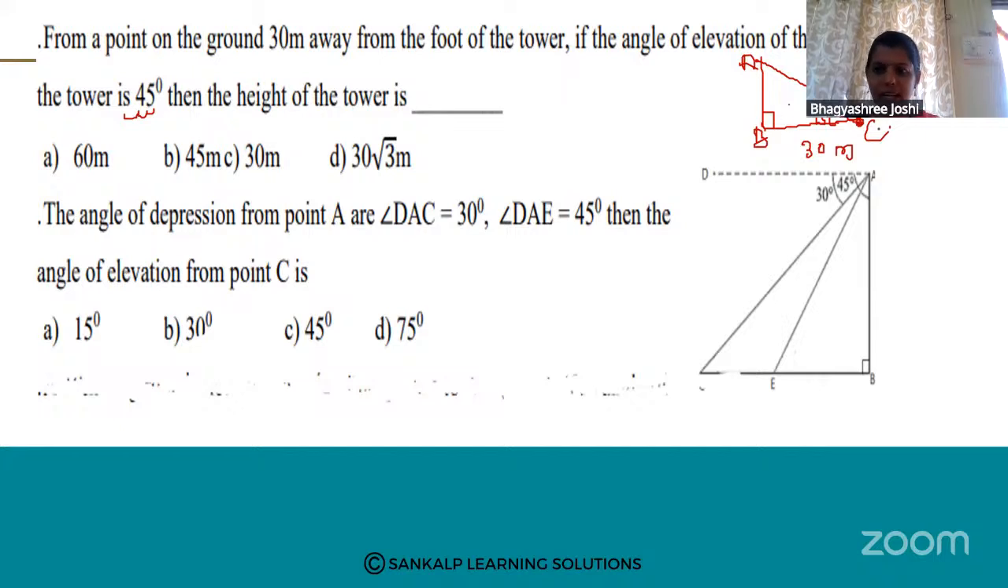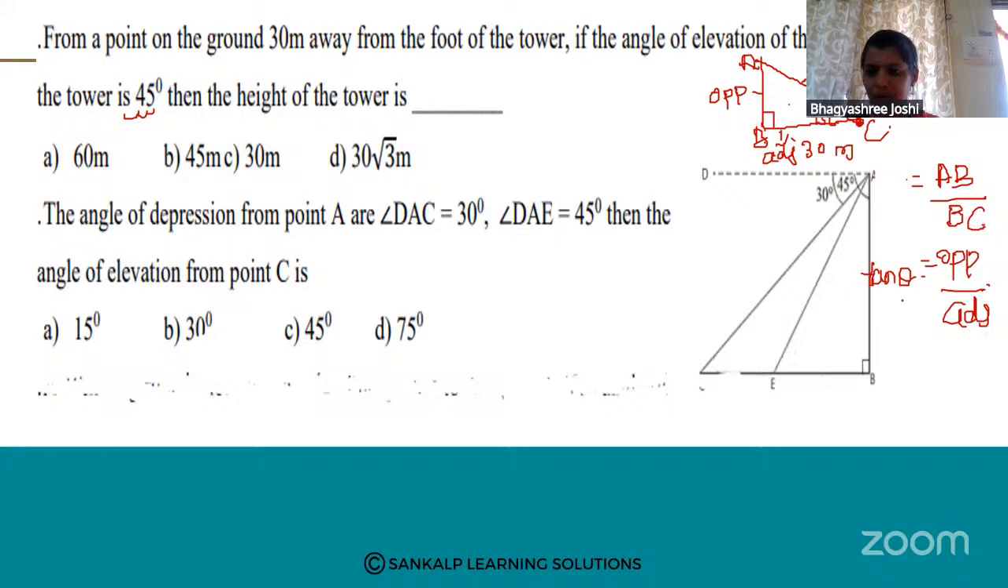And BC value we know. The side opposite to theta is the opposite side. So here AB is the opposite side, AC is the hypotenuse, and BC is the adjacent side. What we want is the height of the tower, which is the opposite side, that means AB. We know the adjacent side, that is BC. So opposite divided by adjacent is again tan theta.